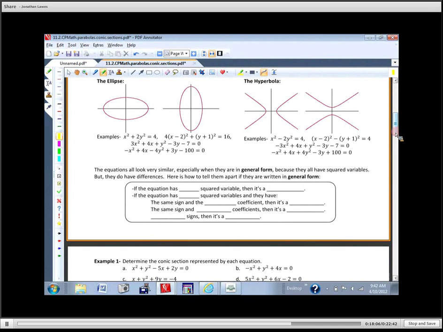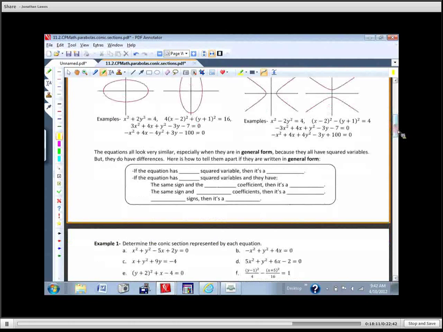Okay. So if they're in general form, here's how you tell. If the equation has one squared variable, then it's what? Then it's a parabola. So parabolas are the easiest one to spot just by looking at the equation. If it's only got one squared variable, then it's got to be a parabola.